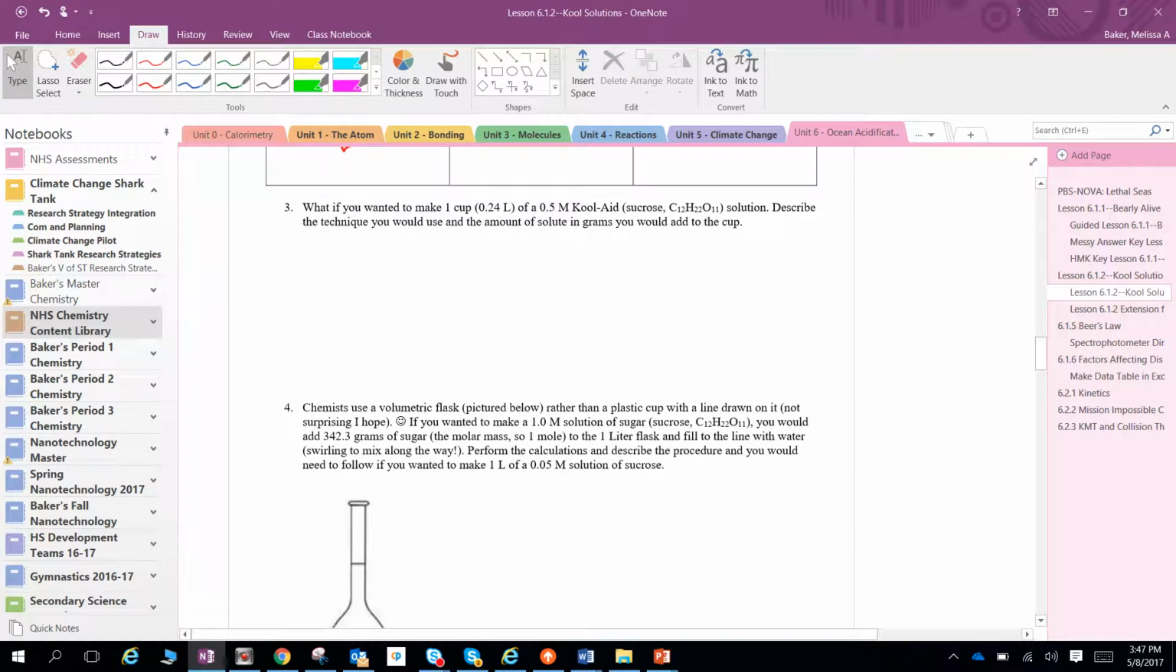Well, first we need to figure out how many moles we are going to need for this solution. We're trying to make 0.24 liters of a 0.5 moles per liter solution. So we need 0.5 moles for every 1 liter. So how many moles would we need for 0.24 liters? When we multiply that, it comes out to be 0.12 moles of C12H22O11 that you would need.